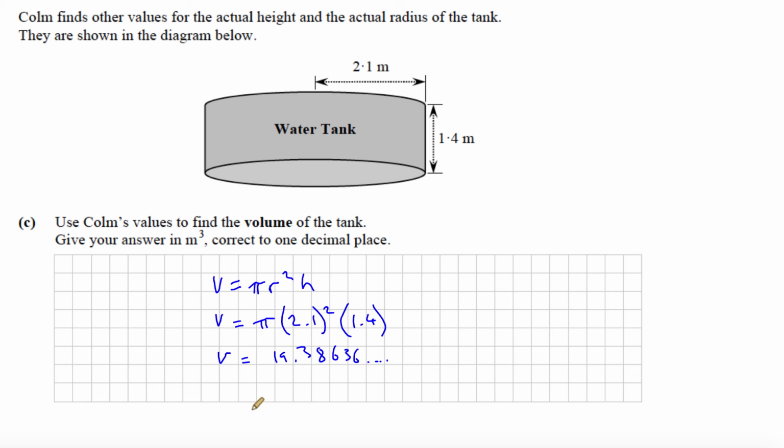But we only need to give it correct to 1 decimal place, so the volume is equal to 19. If it's 1 decimal place, we're going to look at the second digit after the decimal. So this 8, does that change the 3 in front? Well, yes it does. It's greater than or equal to 5, so it's going to be 19.4 metres cubed. And that's to 1 decimal place. And that's the end of question 10.